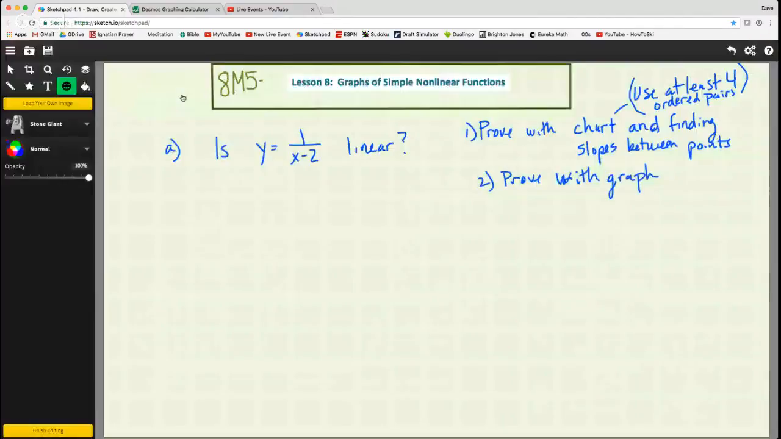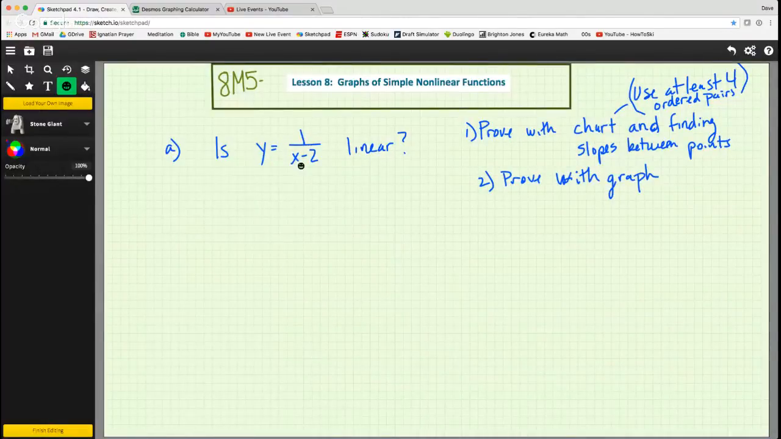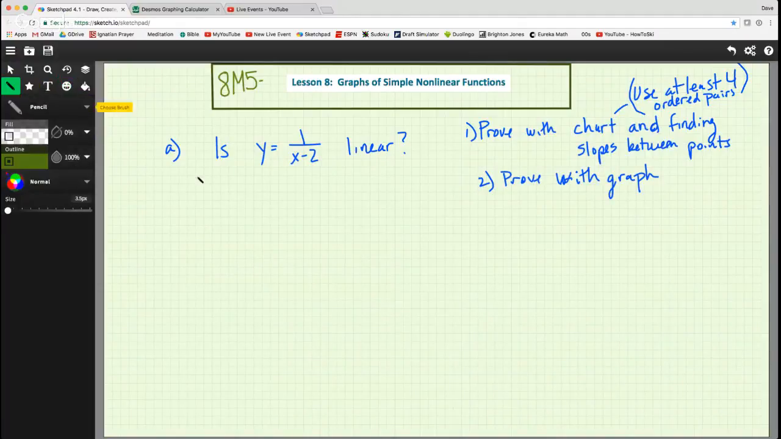Now let's do our homework help, and you're going to get this question: is y equals 1 over x minus 2 linear? And I want you to prove it 2 ways. 1, I want you to chart the data, x and y. I want you to chart it and use at least 4 ordered pairs. Notice you can't use a 2, because if you use a 2, you'll get an undefined. You can't have a 0 on the bottom.